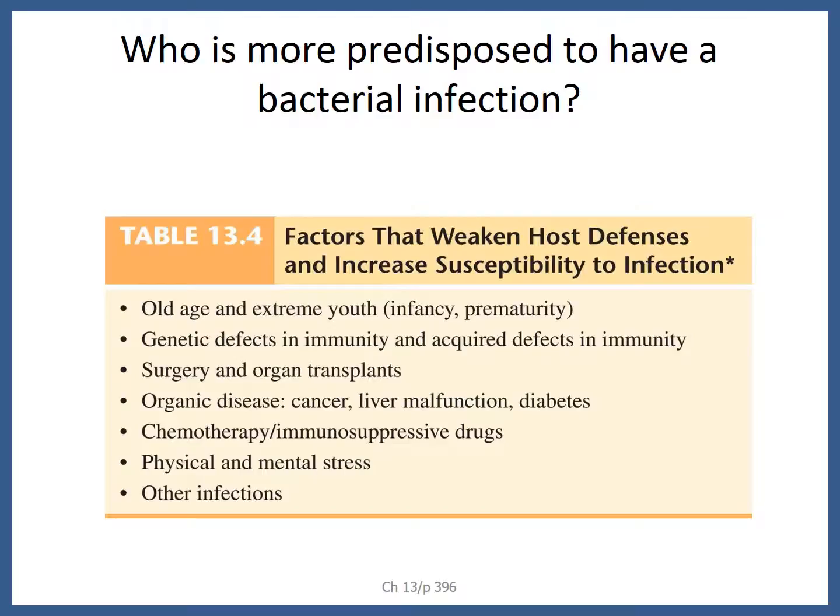Other diseases as well, so for example, individuals with diabetes are more prone to certain types of infections. As I mentioned before, immunosuppressive drugs for different types of conditions will increase the likelihood of getting an infection, especially an opportunistic infection. Physical and mental stress, and the presence of other infections.